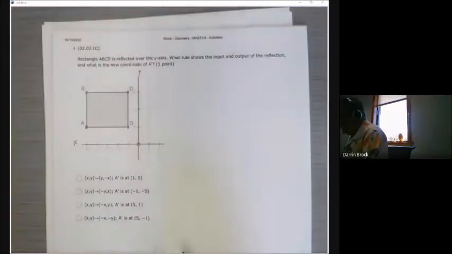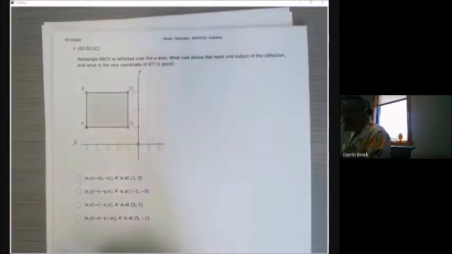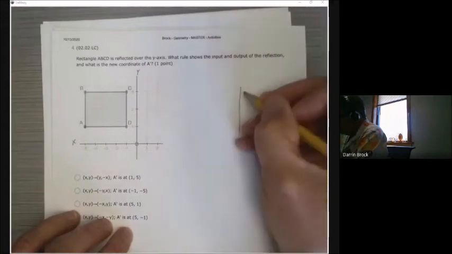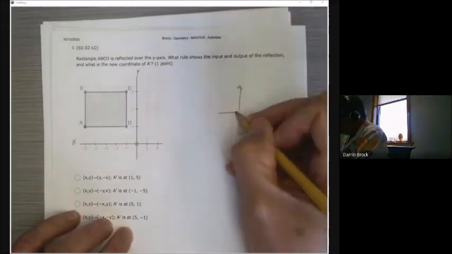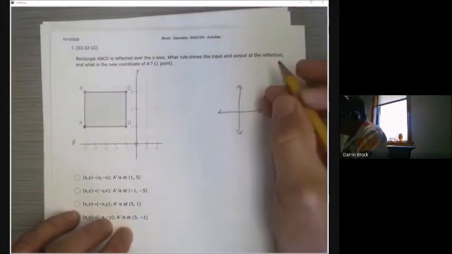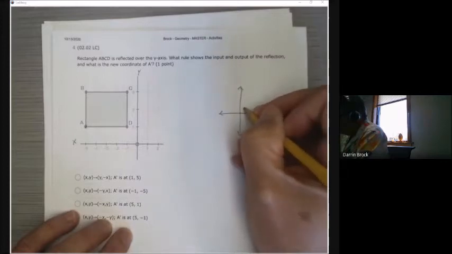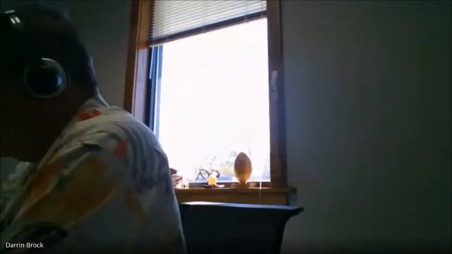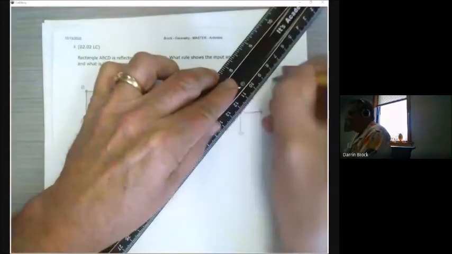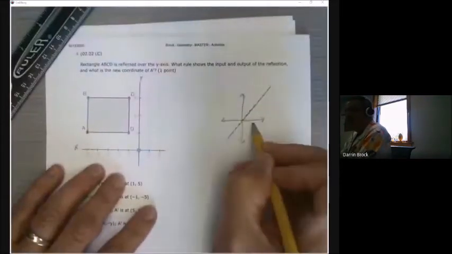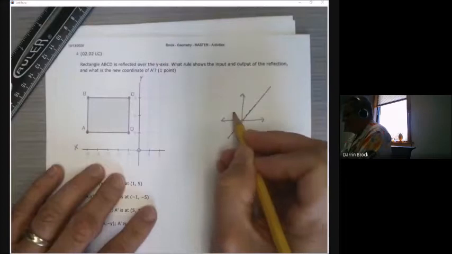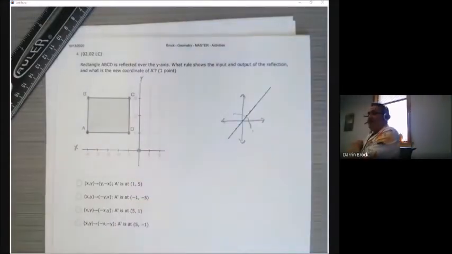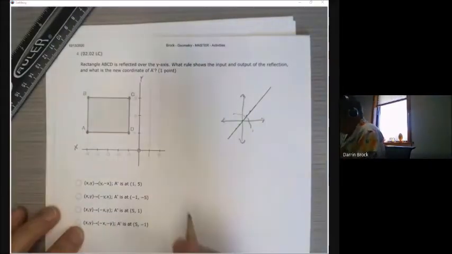Sometimes it has us reflect over the x-axis, and sometimes over the line y equals x. Where's that line? Well, if you have your graph, y equals x includes the points 0, 0, 1, 1, 2, 2, 3, 3, -1, -1, -2, -2. That's the line y equals x. The line y equals 0 is the x-axis. So if you have to reflect over the line y equals 0, you're reflecting that way, so you would reflect down. So y equals x is a diagonal line. But we're over the y-axis.